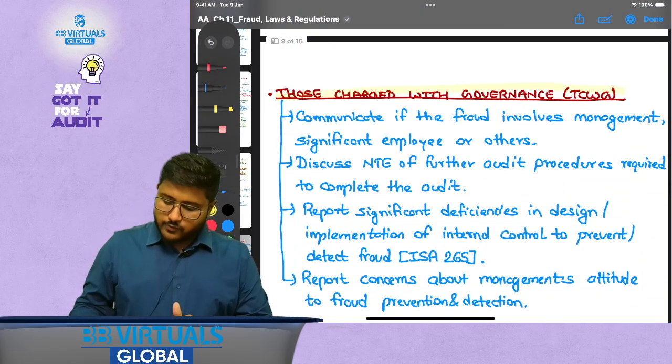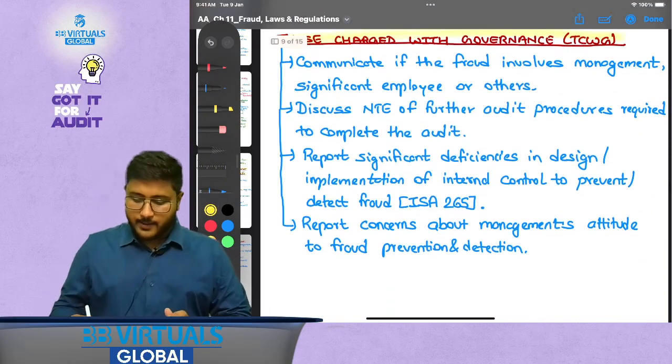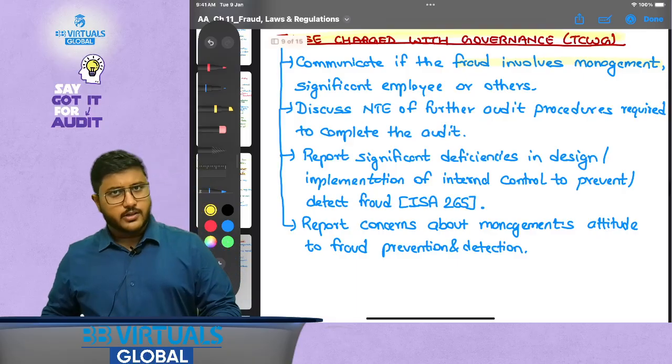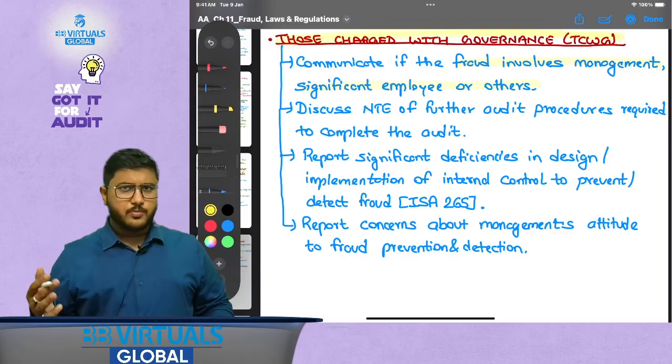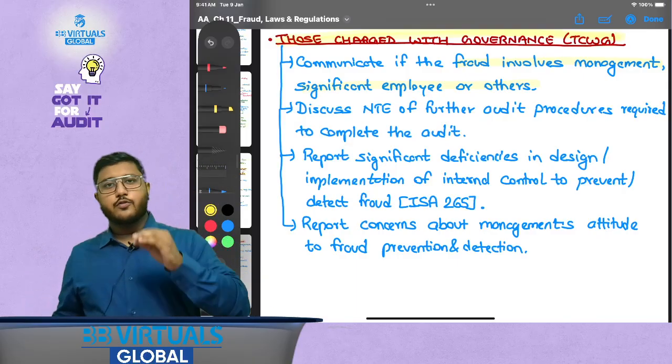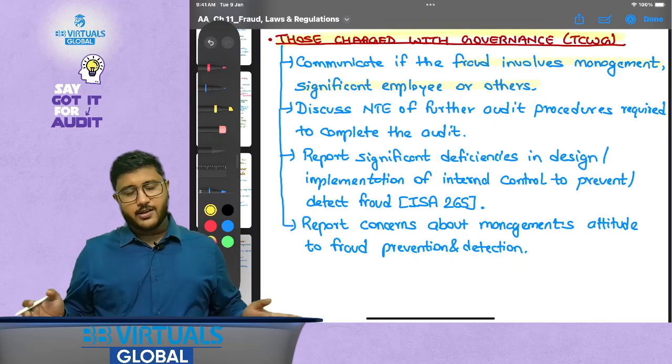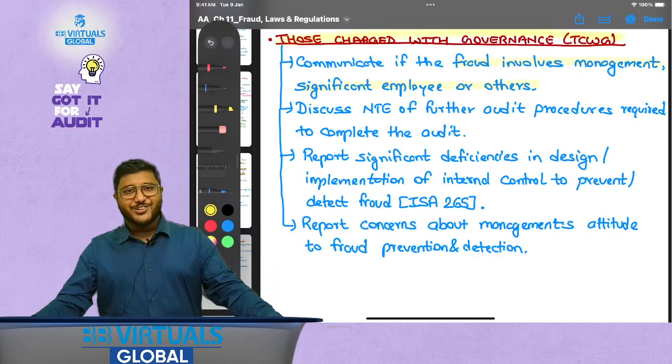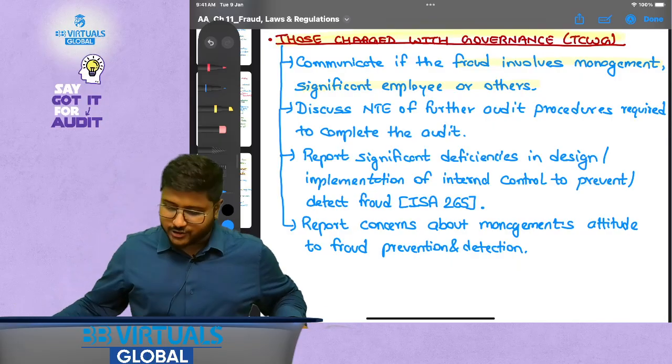Now, those charged with governance, what do you need to communicate to them? If fraud involves management, significant employees or others, then it should be communicated to those charged with governance, because if you go for the management fraud to the management, they will say yes, we know it, we only committed it. But if you go to those charged with governance, they might be able to take action against it.